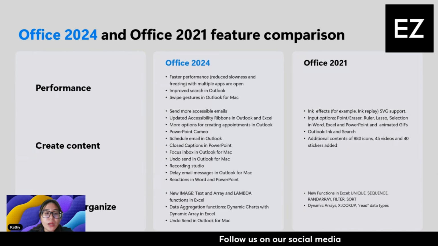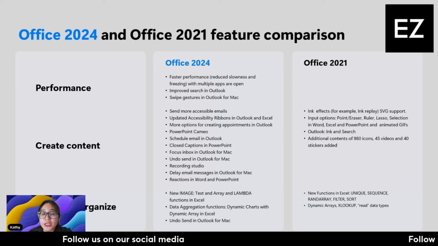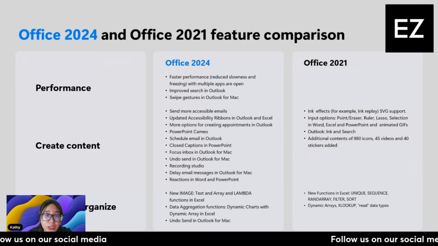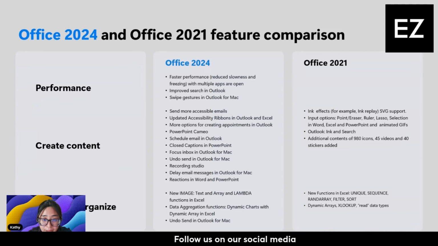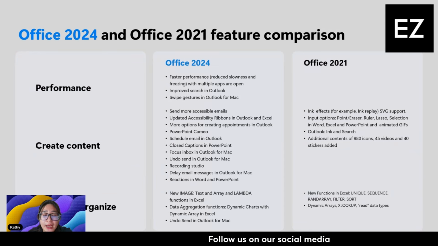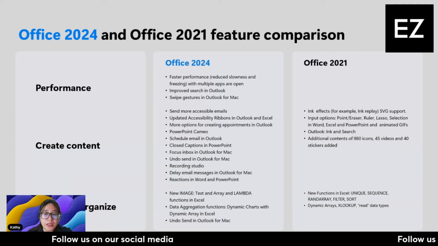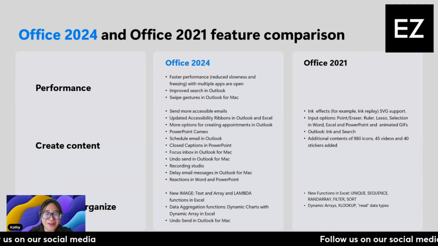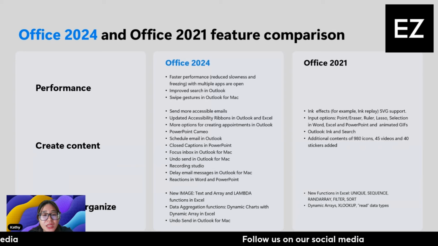Okay, so now what about creating content? For creating content, there are actually a lot more newer features in Office 2024 versus Office 2021. As you can see, with 2021, it's actually pretty good features already. We have ink effects, we have output options, we have the ink and search in Outlook, and a lot more stickers. Okay, that's one of my favorites as well. But with the 2024 version, you have so much more.